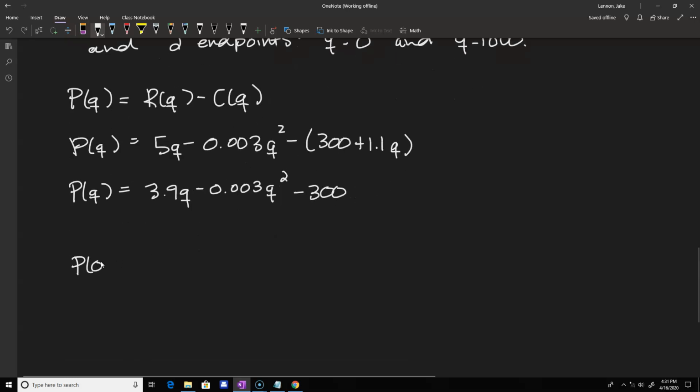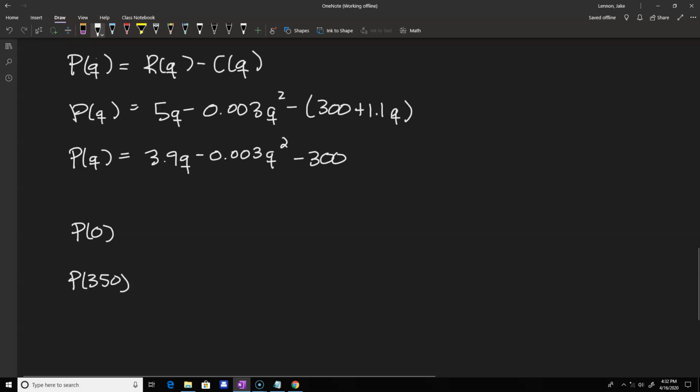So then we want to use the extreme value theorem to check those 3 points. So we want to plug in P of 0. We want to plug in P of 650, our critical point. And then we also want to check 1,000. So plug these 3 numbers into the profit function above. So the first one would give a profit of negative 300. So you lose money if you don't make anything. That makes sense. Those would just basically represent your fixed costs.